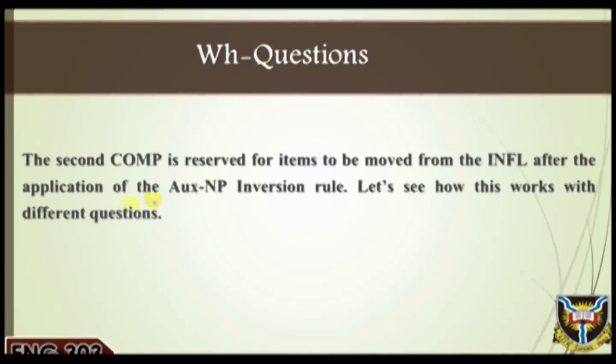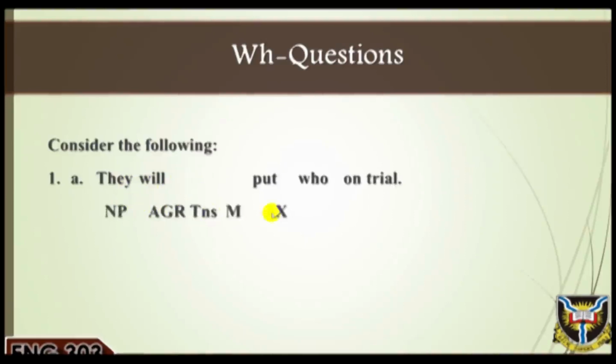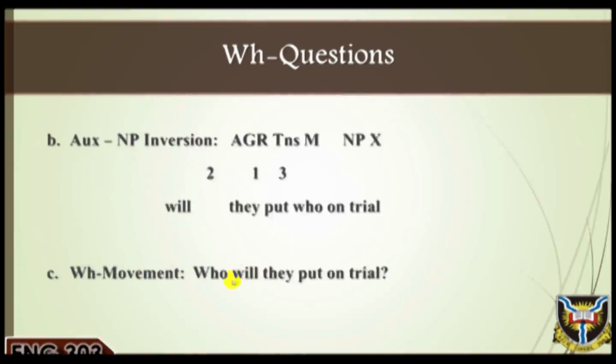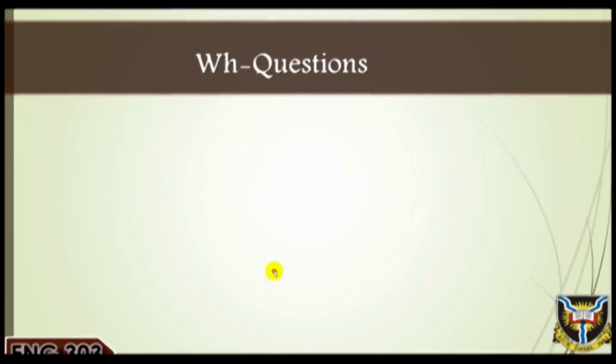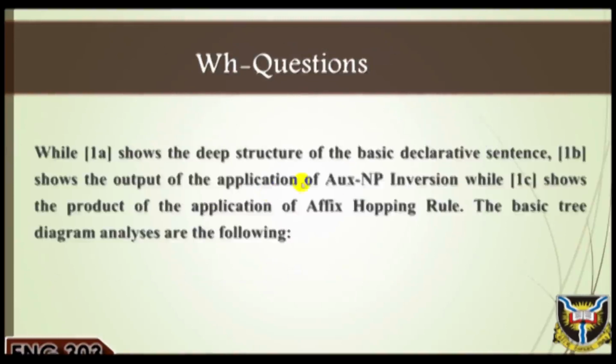Consider the following. 1A. They will put who on trial. 1B. Will they put who on trial? 1C. WH movement. Who will they put on trial? While 1A shows the deep structure of the basic declarative sentence, 1B shows the output of the application of AUX-NP inversion, while 1C shows the product of the application of the affix hop rule.